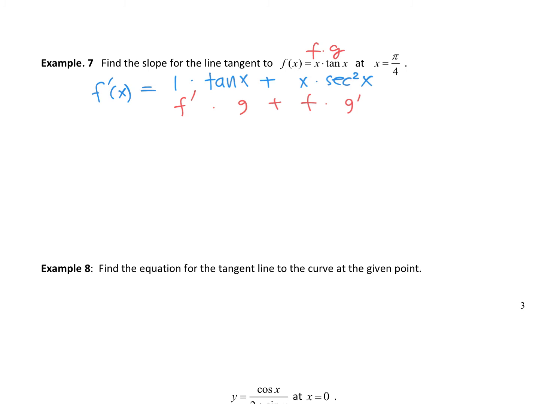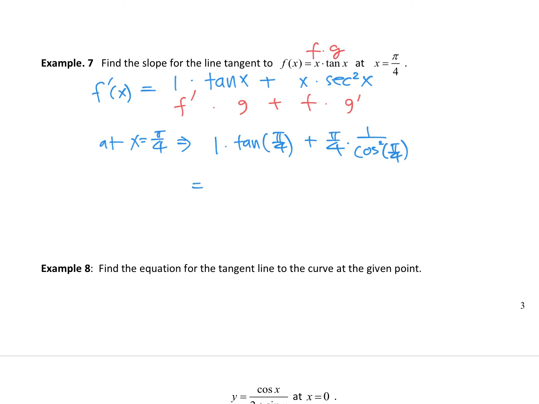Now at x equal to pi over 4, we get 1 times tangent of pi over 4, plus pi over 4 times secant squared. Again, we know that secant squared is 1 over cosine squared of pi over 4.